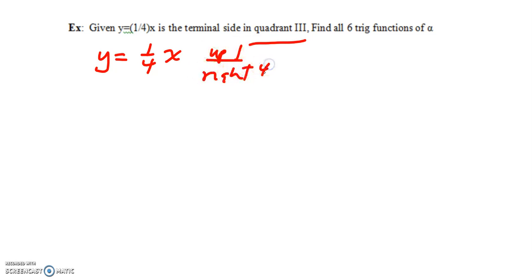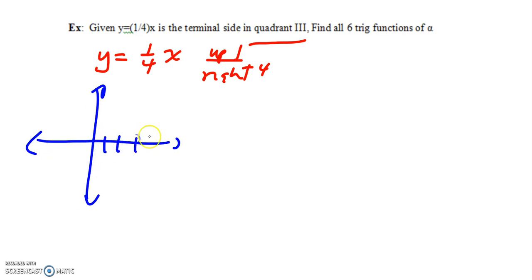Given that y equals 1/4 x is the terminal side in quadrant 3, find all 6 trig functions. So let me write this as a vertical fraction. Remember, when you're looking at slope, the 1 is the rise and the 4 is the run. So this really means up 1, right 4. So if you were making a picture of what's happening in terms of your line, because your line is helping you make the triangle, if you're going up 1 and then over 1, 2, 3, 4, this is where your triangle will begin.